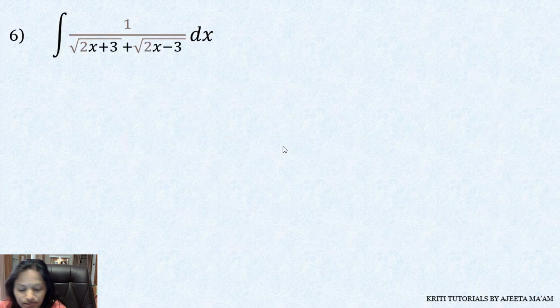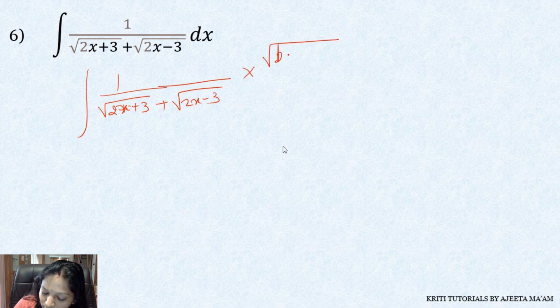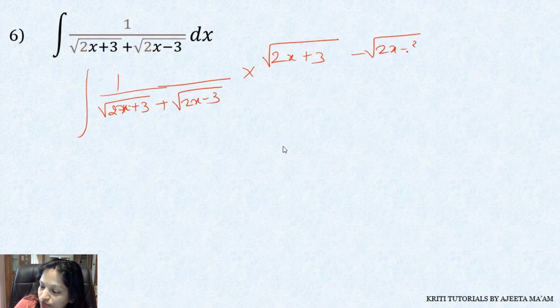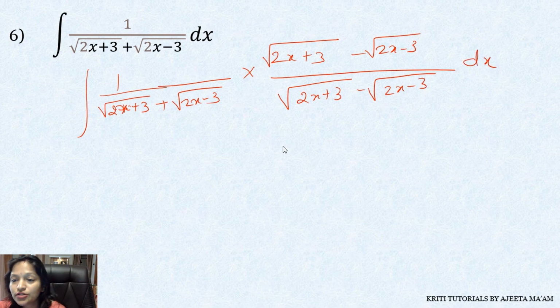Now let's move on to the next. Now I think everyone is clear what we have to do. Yes, we have to rationalize this. So what will you do on rationalization? You will multiply and divide with the opposite sign of the term in the denominator. So we have plus in between the terms, so we will multiply and divide it by negative sign. Okay. Now let's move it. Root 2x plus 3, root 2x minus 3. Okay. Let's do this now.